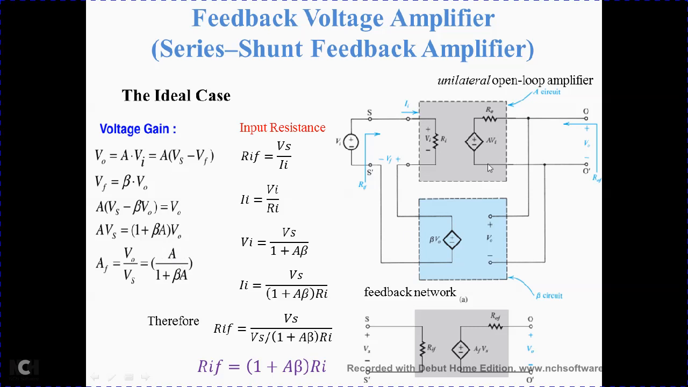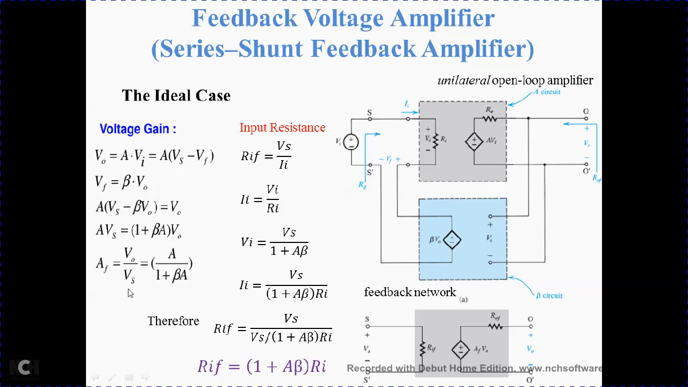A is the gain of an amplifier without feedback. If you have a feedback connection, the gain becomes A by 1 plus A beta. So the gain is reduced by a factor of 1 plus A beta. This is the only disadvantage of having feedback, not only in a voltage amplifier, but in any amplifier. But it has many advantages.